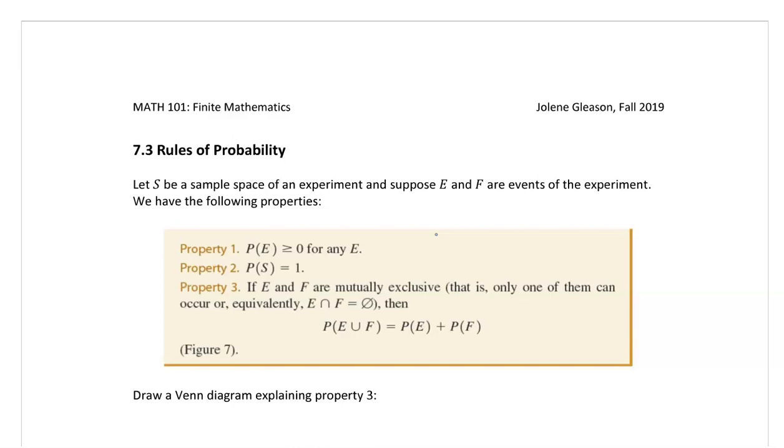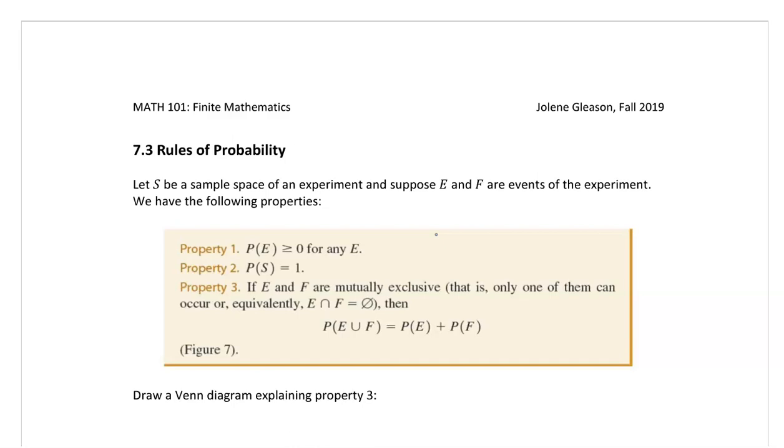Property 1 just says that the probability of an event E is always greater than or equal to 0. So probabilities are always positive. Now we already said probabilities were between 0 and 1, so that seems redundant to me.